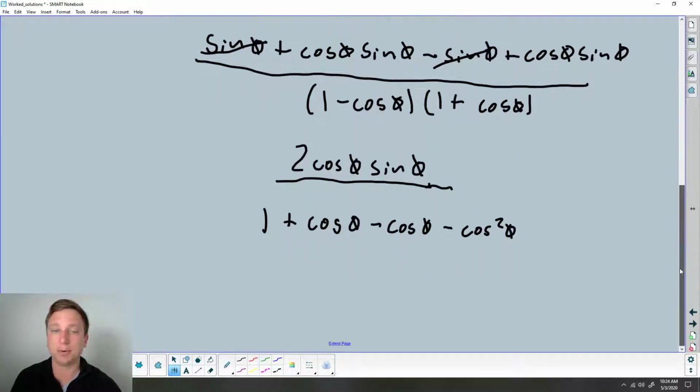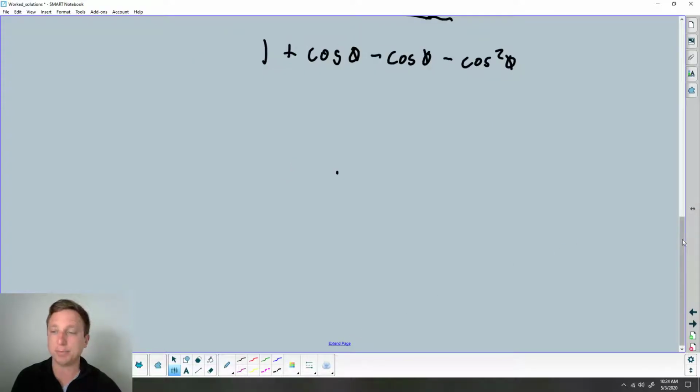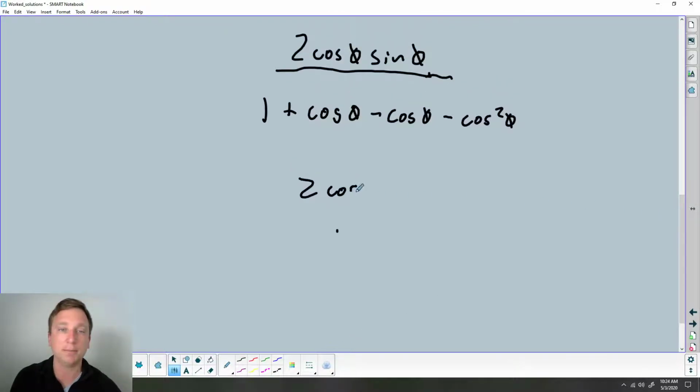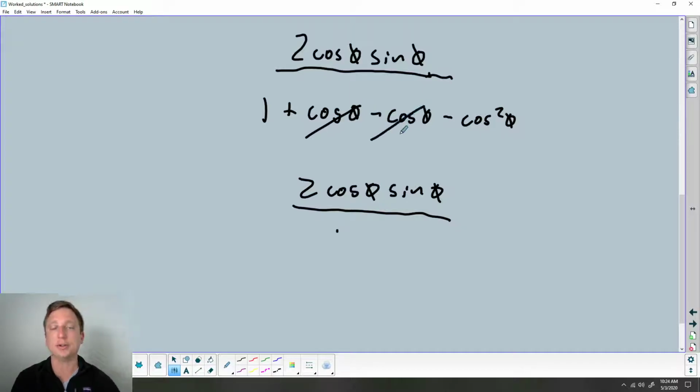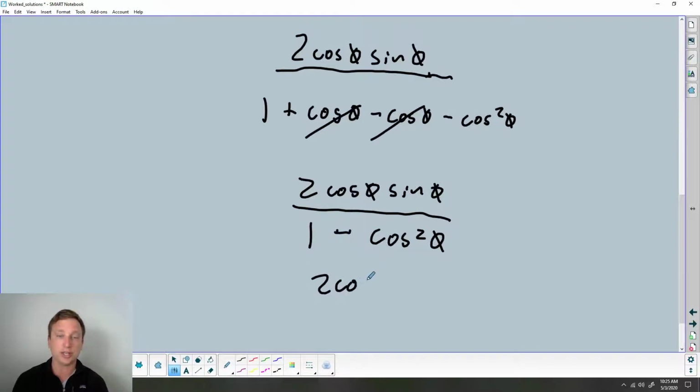So now let's clean up what we can in the denominator. Our numerator stays put. That doesn't change. So 2 cosine theta sine theta. And then in our denominator, we have a cosine theta and a negative cosine theta that reduce. So we're left with 1 minus cosine squared theta. And just like the last problem, this denominator is a Pythagorean identity. It's just rewritten in a different way. So we have 2 cosine theta sine theta all over 1 minus cosine squared theta, which is equivalent to sine squared theta.